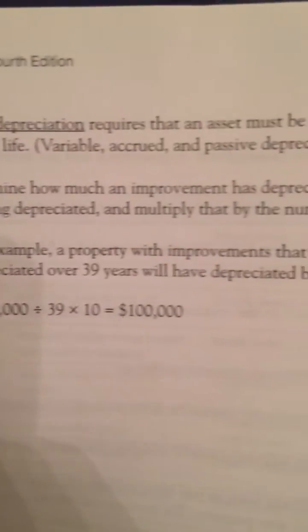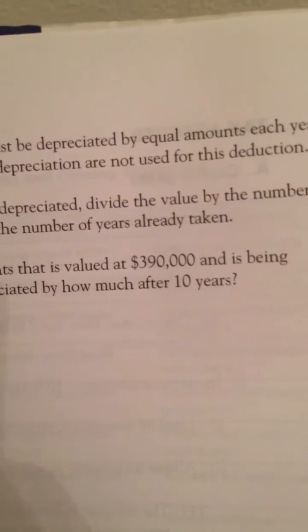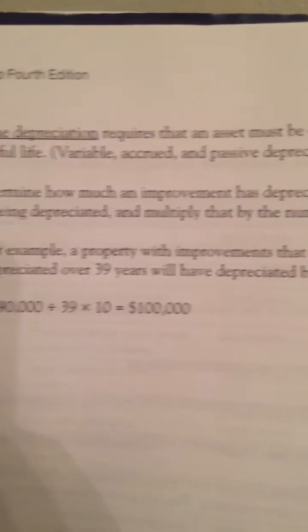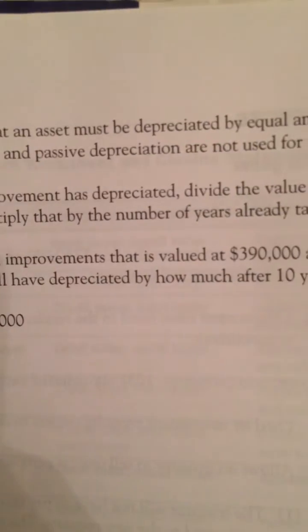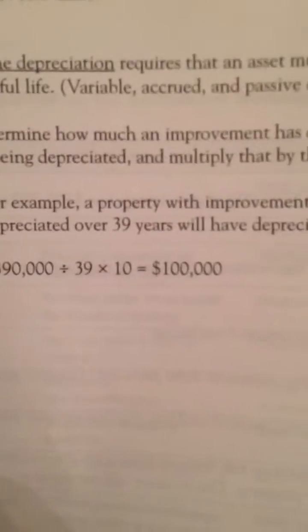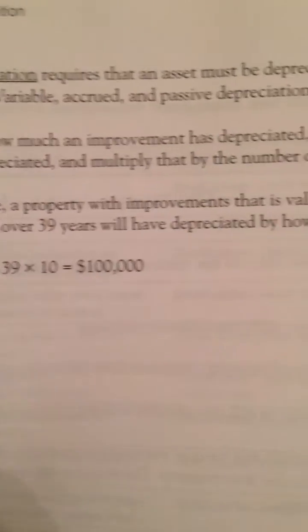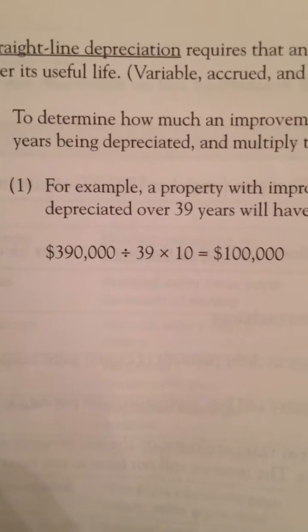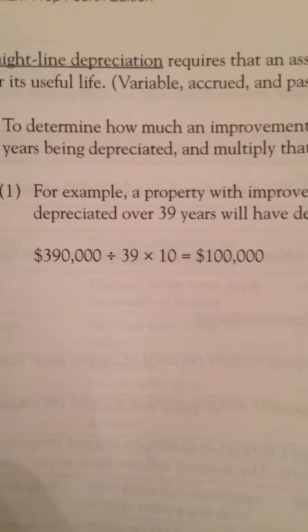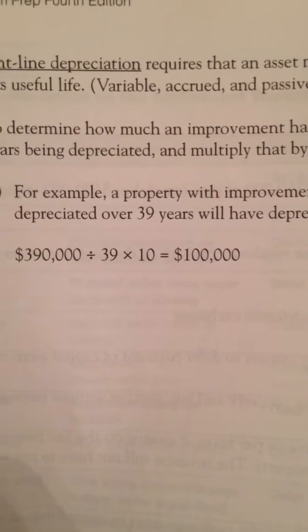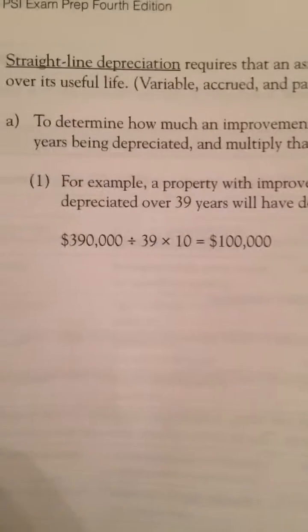A. To determine how much an improvement has depreciated, divide the value by the number of years being depreciated and multiply that number by the years already taken. For example, number 1, a property with improvements that is valued at $390,000 and is being depreciated over 39 years will have depreciated by how much after 10 years? So you take your 390,000, divide by 39, multiply times 10 equals $100,000.